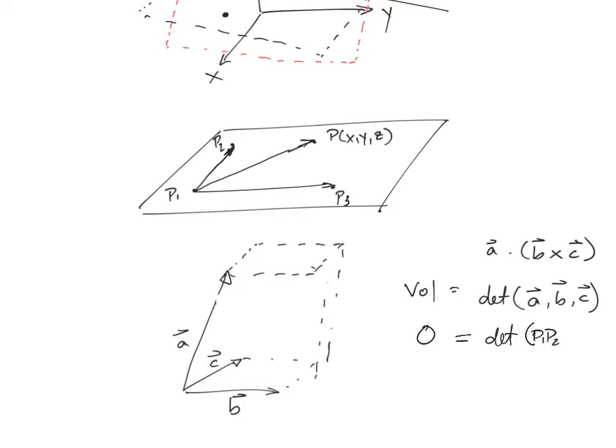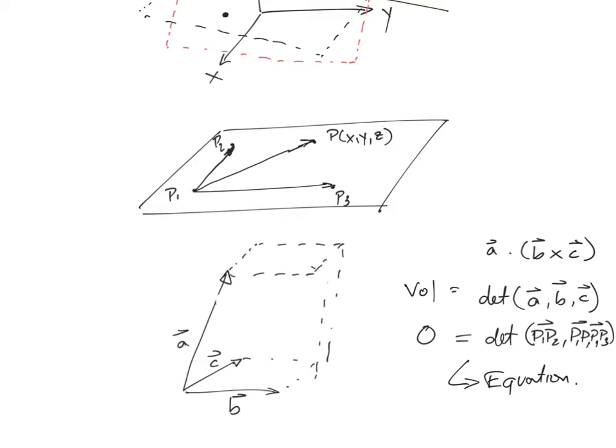P1P, P1P2, and P1P3. And so we could find that determinant, set it equal to 0, and we'd now have an equation with x, y, and z and some numbers in it. And that could give us the equation for our plane. So that's one way to do it. Unfortunately, it becomes a little bit messy, so it's not a great way to do it.